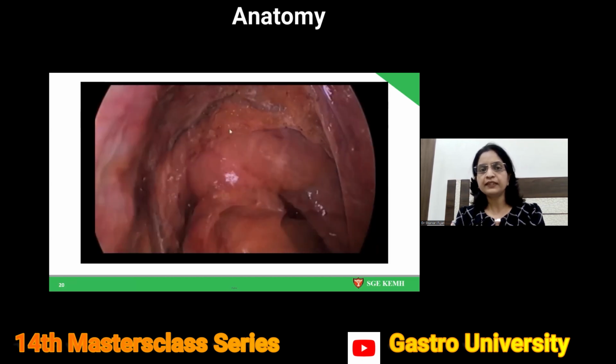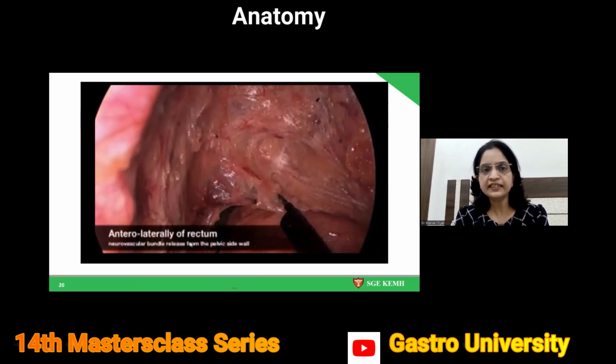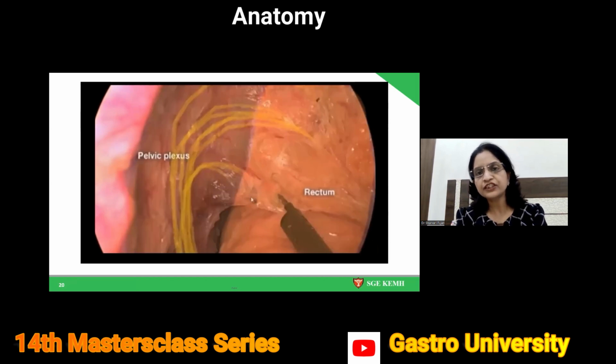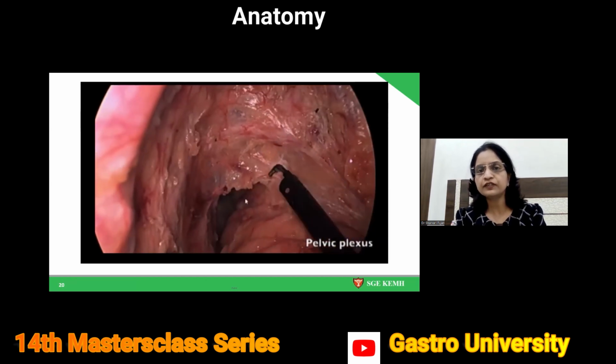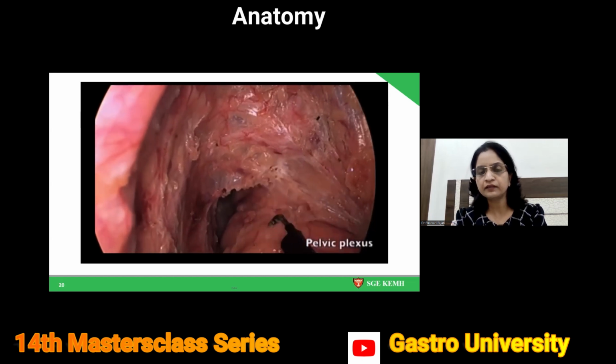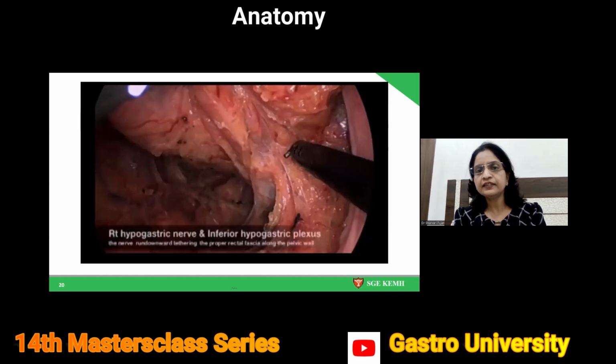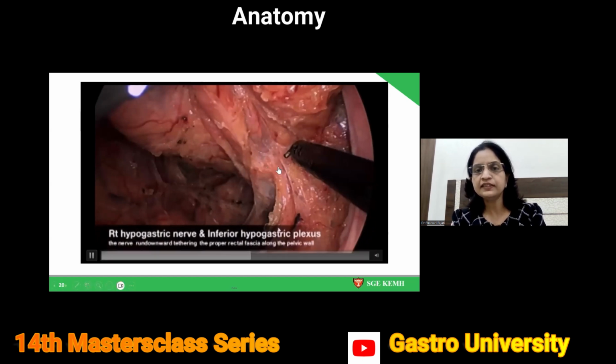And then the dissection is continued anteriorly. And the pelvic plexus, you can see here the nerves of the pelvic plexus running laterally on the pelvic wall and giving fibers in a fan-shaped manner, and then running towards the bladder and the genital organs. In the anterior, on the right side, this is the right hypogastric nerve, which I showed you in the picture. This is the nerve.